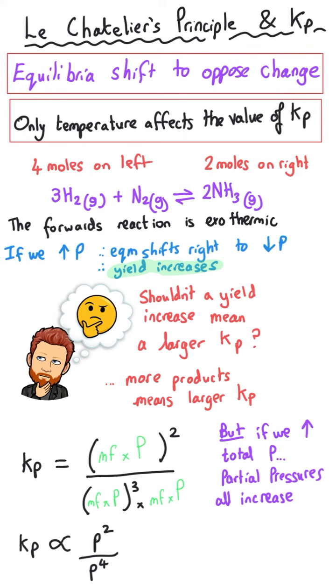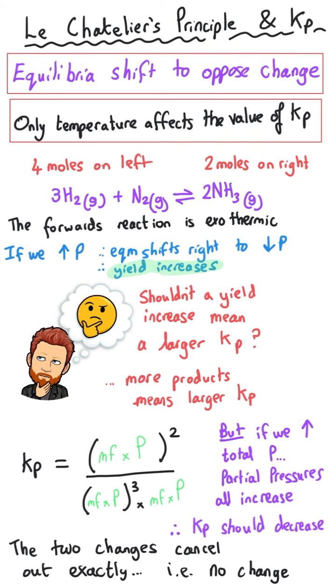But this will have a greater effect on the bottom because there are 4 partial pressure terms on the bottom that are going to get larger and only 2 partial pressure terms on the top that are going to get larger. As a result of that, you would expect the Kp value to go down. So we've got 2 conflicting pieces of information. The shift in equilibrium states that Kp should go up. The Kp expression itself states that Kp should go down. Those changes will be exactly equal and opposite and cancel each other out, and so Kp will not change.